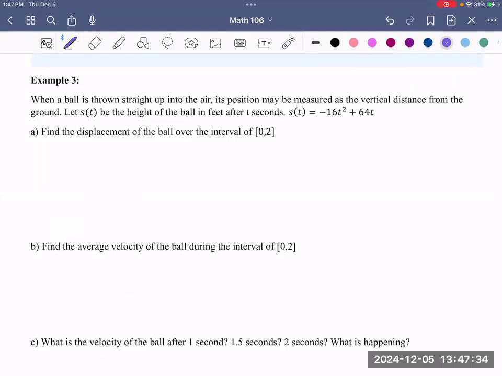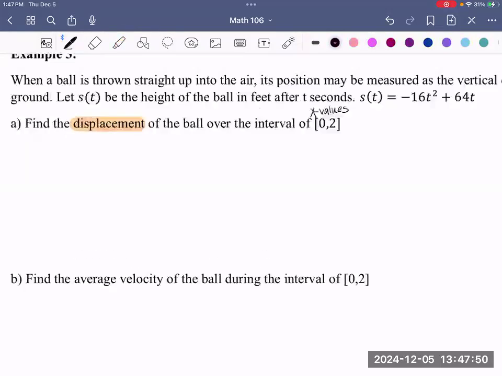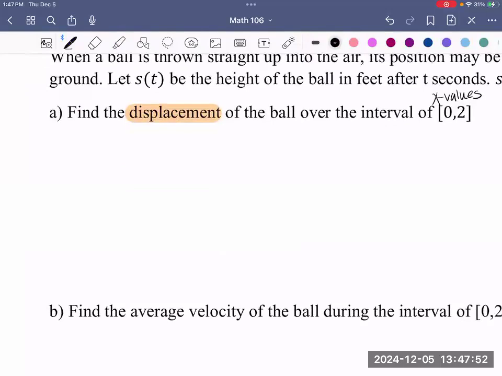And we want to find the displacement of the ball, given this formula, over the interval of the x values of 0 and 2. When it says displacement, what does that necessarily mean? Displacement is the change in your height.